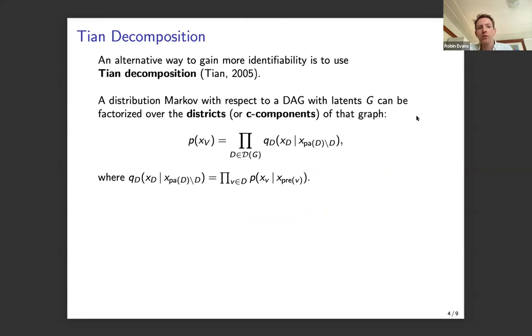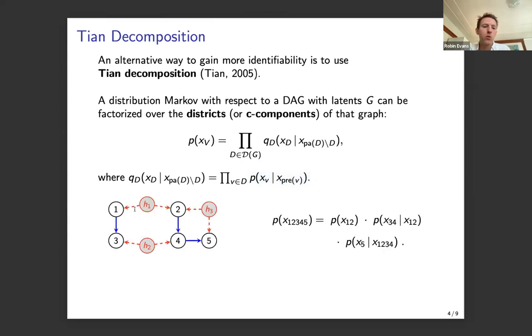Okay, so now I'm just going to quickly talk about TN decomposition, which was, as I say, originally developed by Tien in a paper from 2005. The idea is that you can factorize a distribution over a DAG with certain latents by thinking about districts. A district is just a set of observed vertices that is connected by latent variables. I'll show you an example in a second. It turns out you can write the joint distribution as a product over each of the districts in the set curly D, and you get a kernel here. The kernel is just a product of univariate densities from the original distribution P.